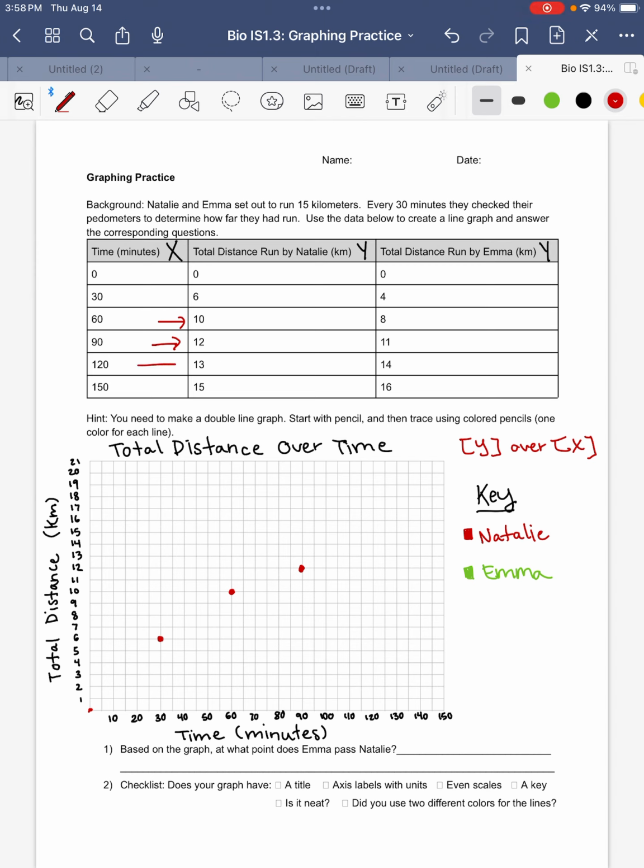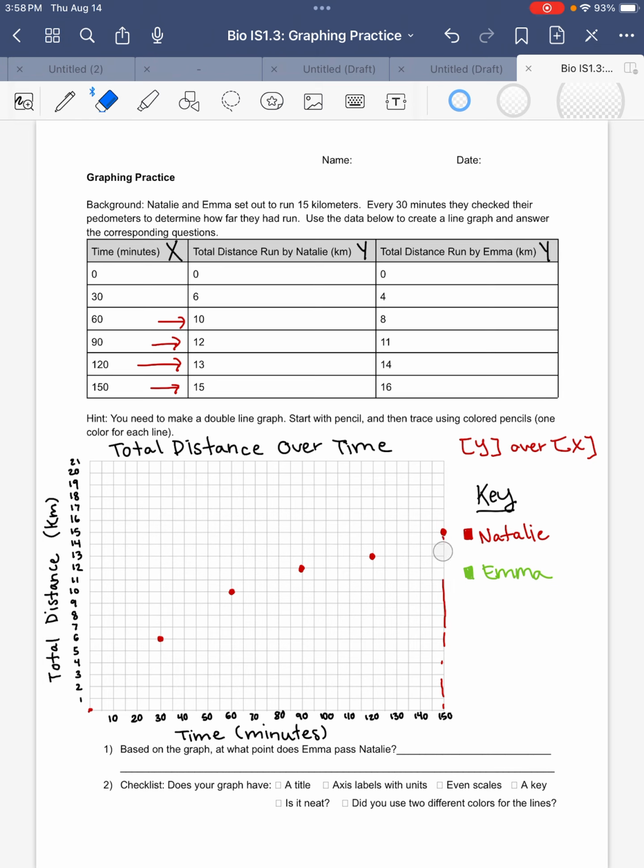At 120 minutes, she had run 13 kilometers. So here's 120, here's 13. And again, you can draw these little dotted lines in your head. I'm just drawing them so you can see how I am visualizing this. And then at 150 minutes, she had run 15 kilometers. Here, 150, here's 15, there's that point.